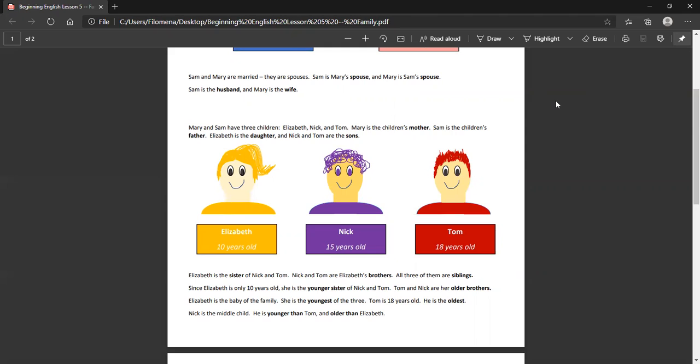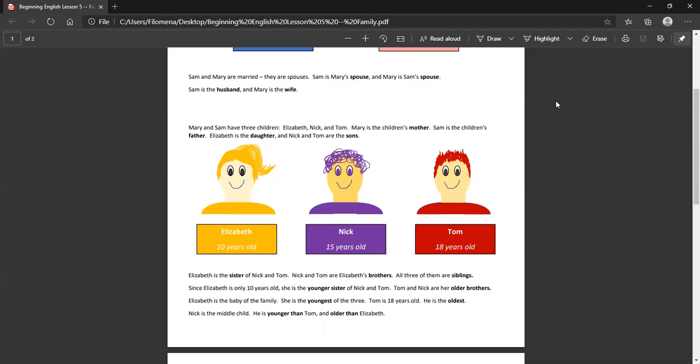Let's talk about that. Elizabeth is the sister of Nick and Tom. Nick and Tom are Elizabeth's brothers. All 3 of them are siblings. Siblings is the word that you use to describe brothers and sisters. So I can say that I have 2 brothers and 3 sisters. They are all my siblings.